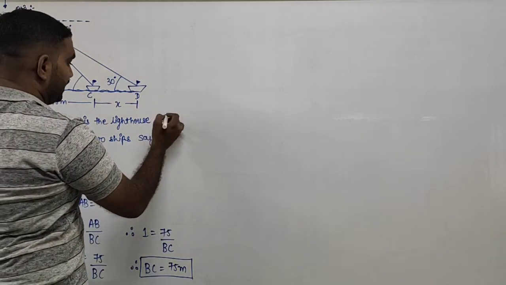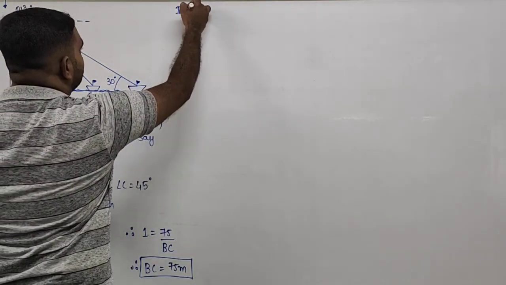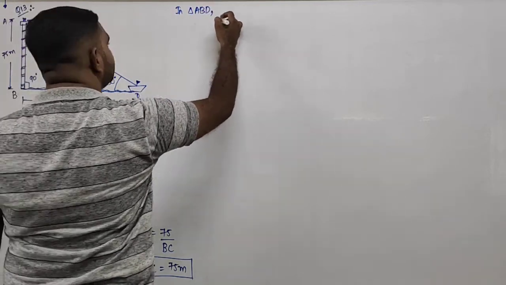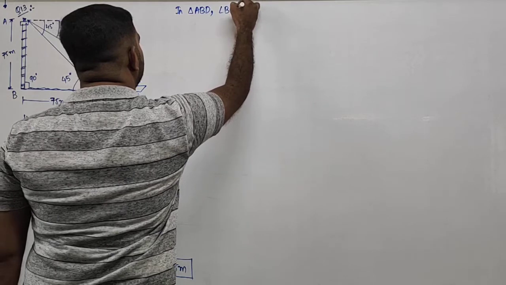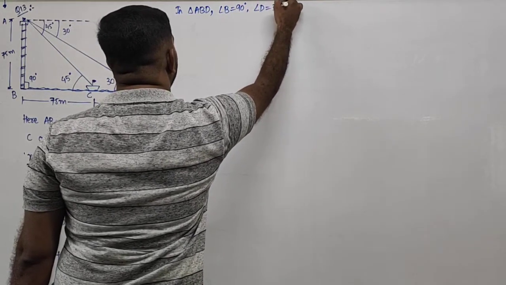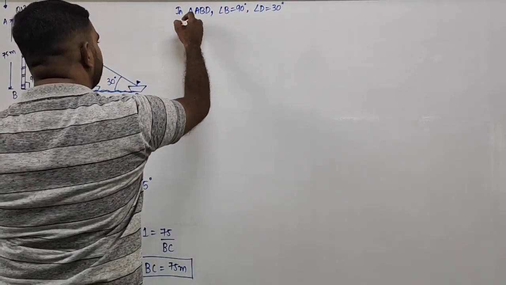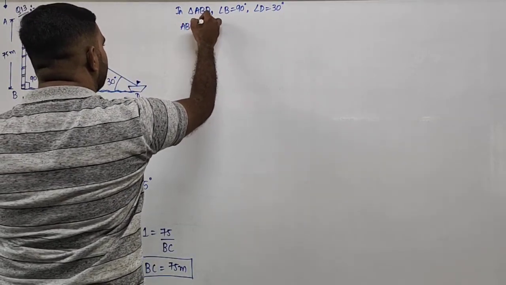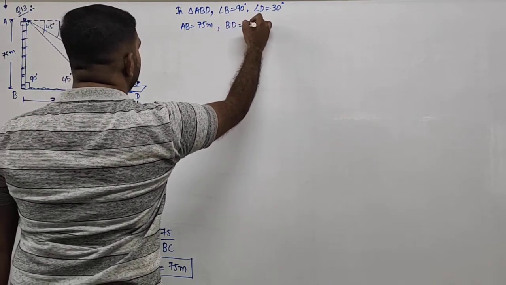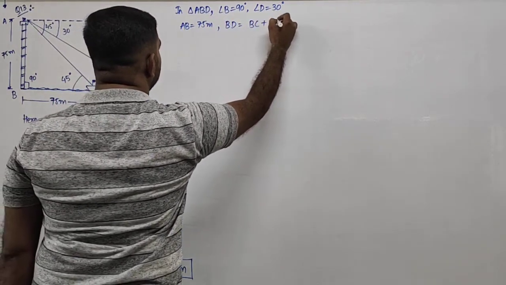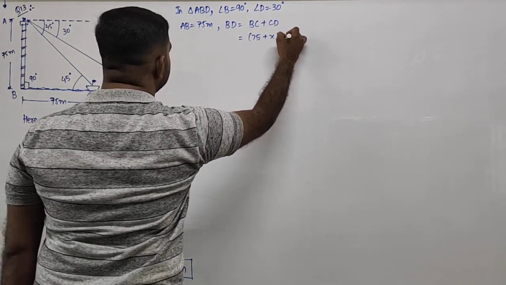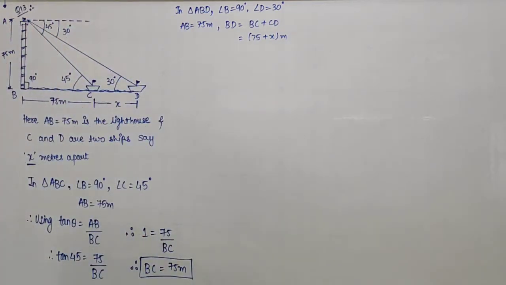So we got this much distance, BC as 75 meters. Similarly, in the bigger triangle, in triangle ABD, angle B is equals to 90 degree, angle D is equals to 30 degree. We know that AB is equals to 75 meter and BD is equals to BC plus CD, that is 75 plus X meter.